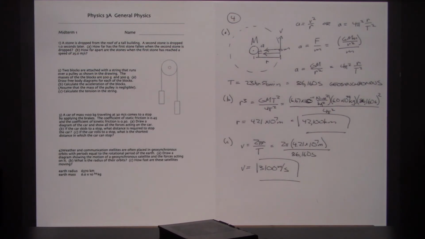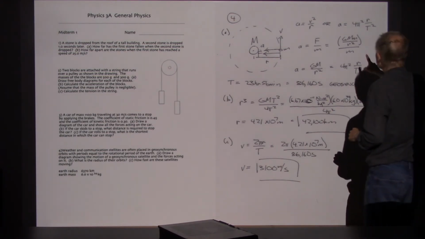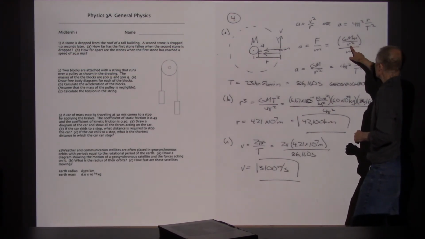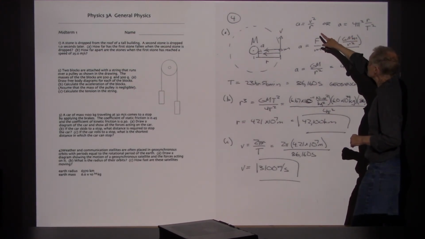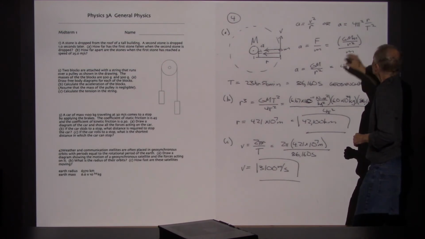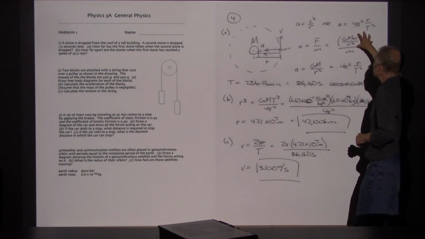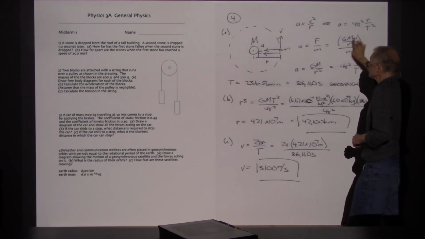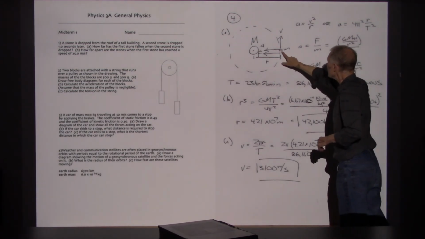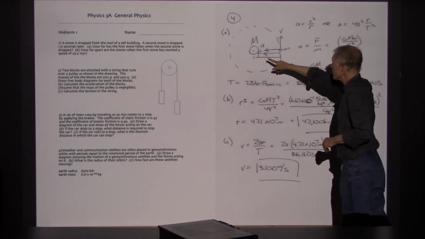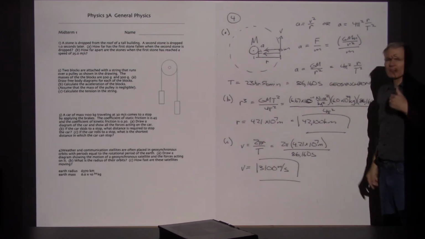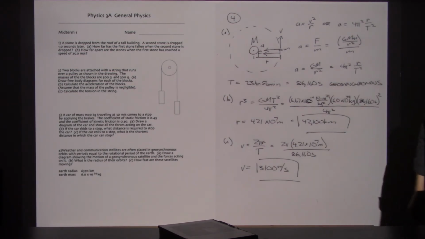But there is a distinction here. This is a distance, center to center, between the two objects. That is the radius of the circular motion. So this is the formula for gravity, and the little m's cancel, which says that the acceleration of the satellite depends on the mass of the Earth, but it doesn't depend on the mass of the satellite itself.